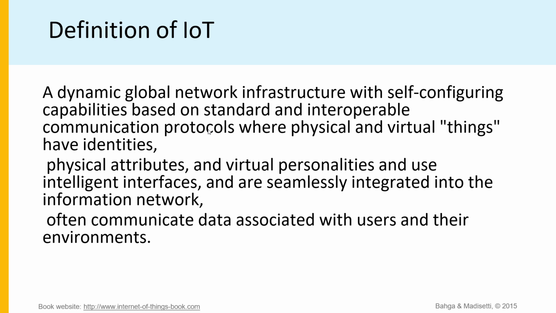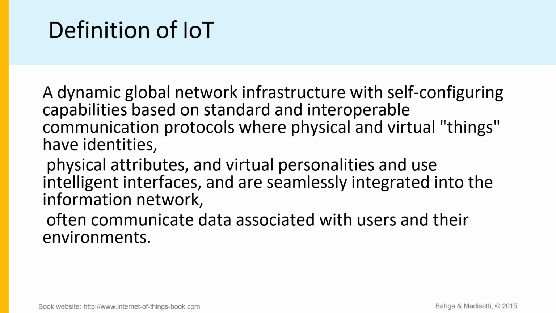Since there is communication over the internet, we know that some protocols are used during the communication process. And here we are saying things, right? Internet of Things. Now about things we are describing, where physical and virtual things have their own identities. Physical things will have attributes and virtual things will have personalities, nothing but their own procedure or operable process, and they use intelligent interfaces.